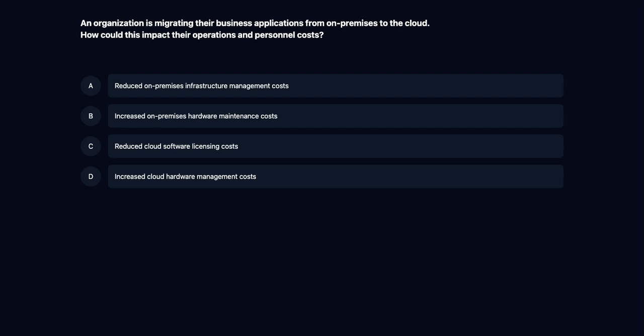A. Reduced on-premises infrastructure management costs. B. Increased on-premises hardware maintenance costs. C. Reduced cloud software licensing costs. D. Increased cloud hardware management costs.